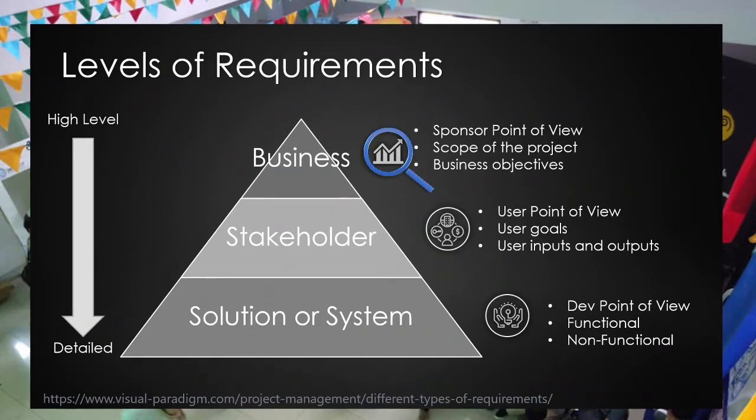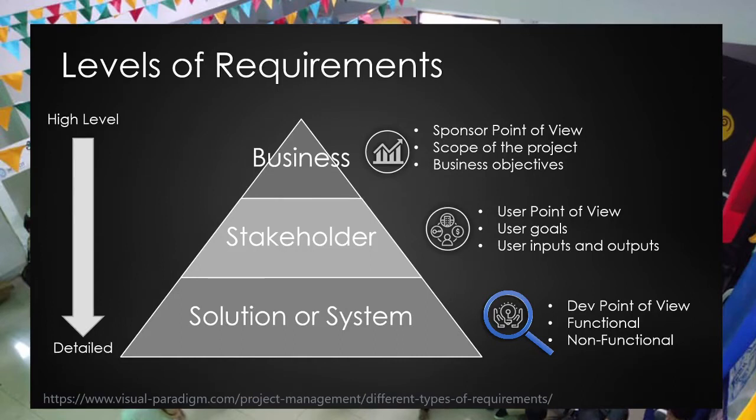The levels of requirements start from high-level requirements, the business requirements. This level is the sponsor point of view. It states the scope of the project and the objectives of the business in undertaking the project. The business requirements are then referenced to a high-level detailed requirements, the stakeholders' requirements. This level is the end user point of view, and it states the end user's goals and the expected inputs and outputs. Stakeholders' requirements are then analyzed to become more detailed requirements, the solution or system requirements.